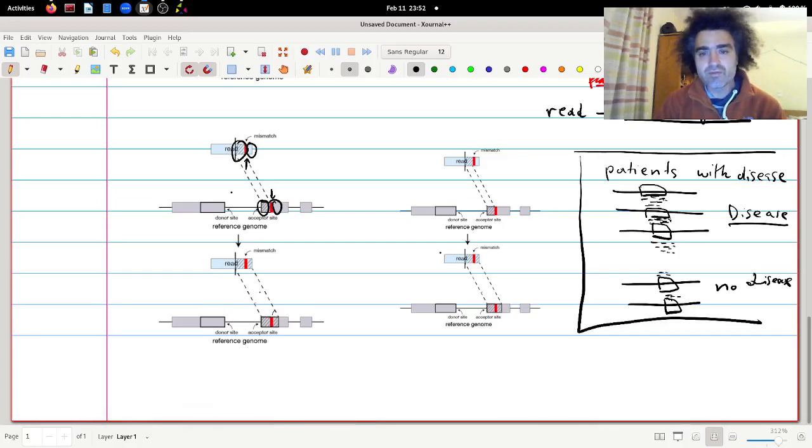If it will not manage to find a match after the mismatch, then it will stop here, as you see in this plot, and then it will be something like a soft clip. It's called soft clip. It will not go beyond that.